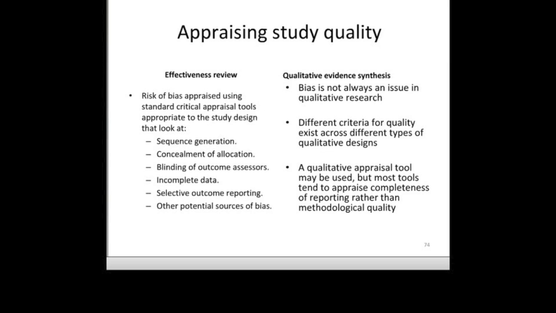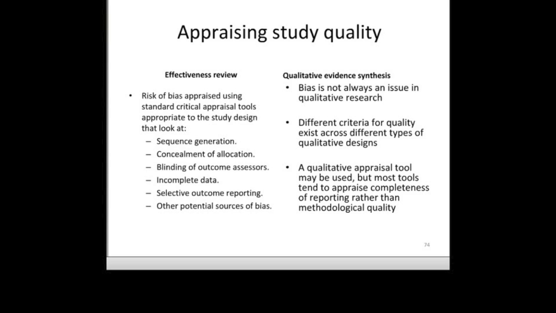Now the next phase is that you should describe how you're going to appraise the study quality. In an effectiveness review that is produced within Cochrane, they always use a similar quality framework that is outlined in the Cochrane Handbook on reviews of effectiveness, and is based on quality measurements related to sequence generation, concealment of allocation, blinding of data, and so on.